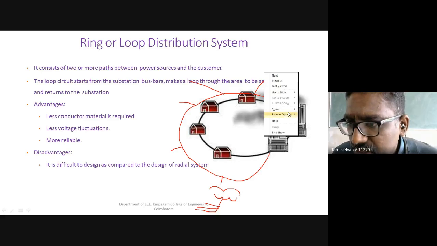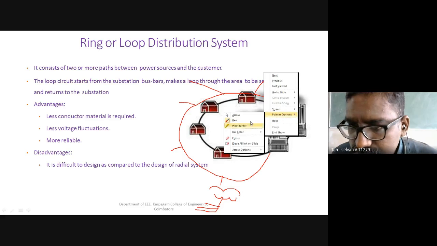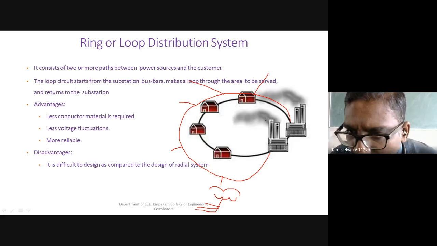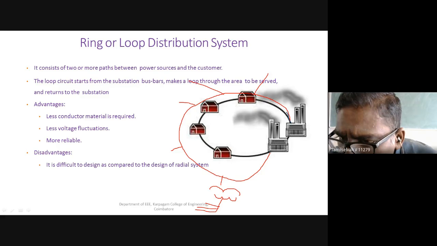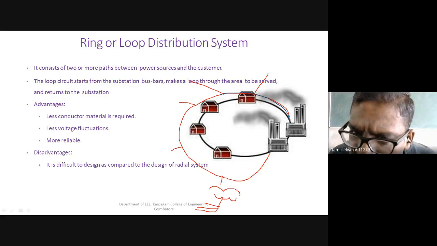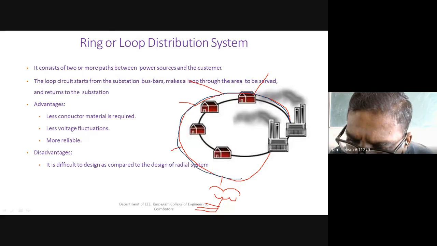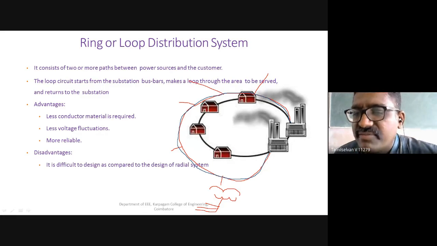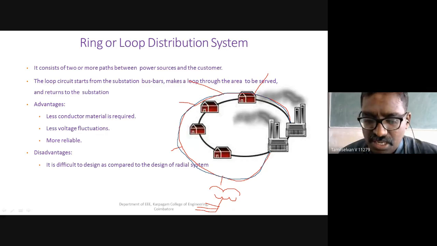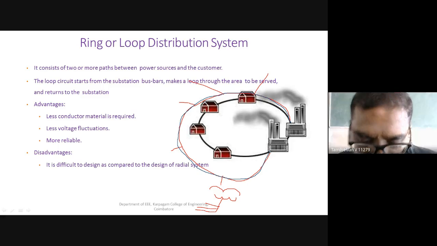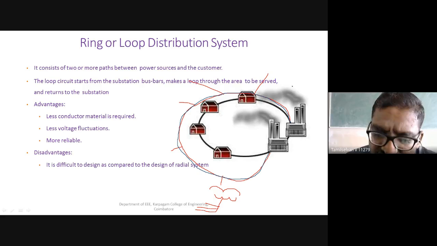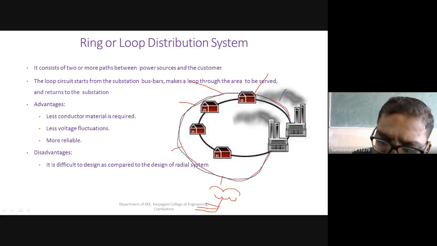People, if you see here, this will be your feeder. This feeder will originate from the substation, and it will end at the substation only. So this we are calling your primary ring. From that we'll have a few distributors.